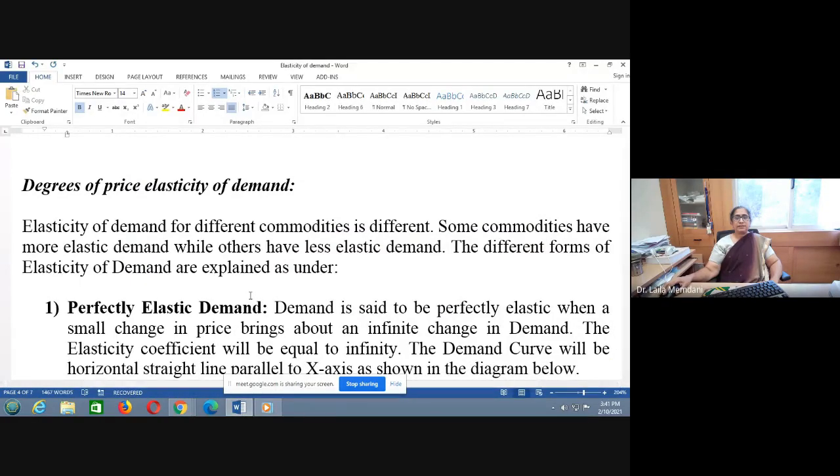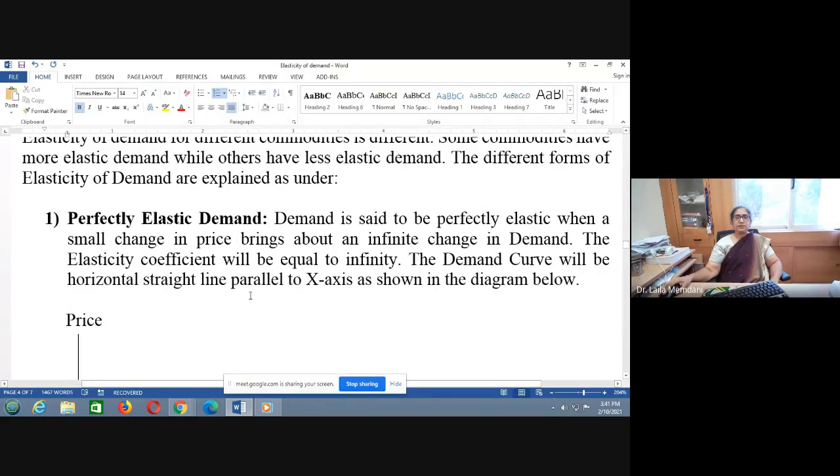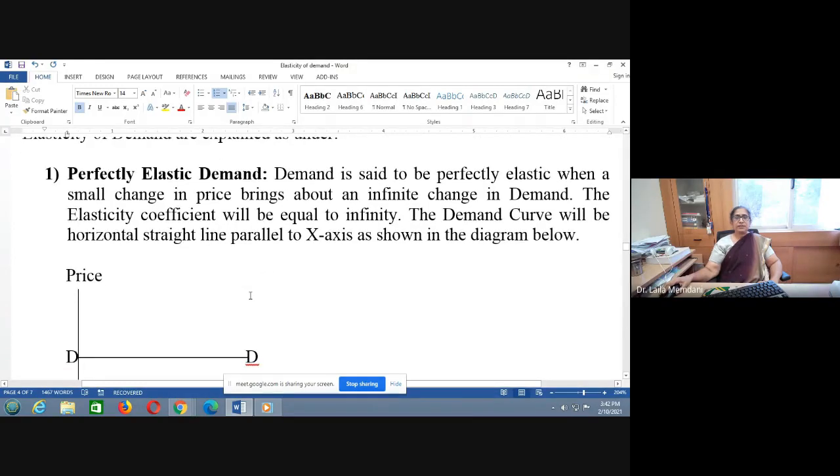The price elasticity of demand varies from infinity to zero. So we have the two extremes, and in between lies different types of price elasticities of demand. The first is perfectly elastic demand. Demand is said to be perfectly elastic when a small change in price brings about an infinite change in demand. The demand curve is a horizontal straight line parallel to the x-axis.